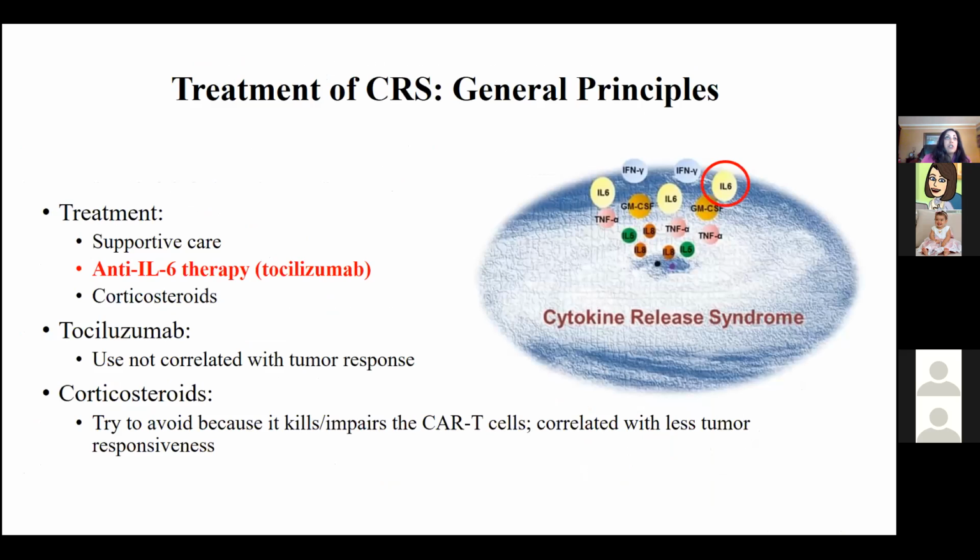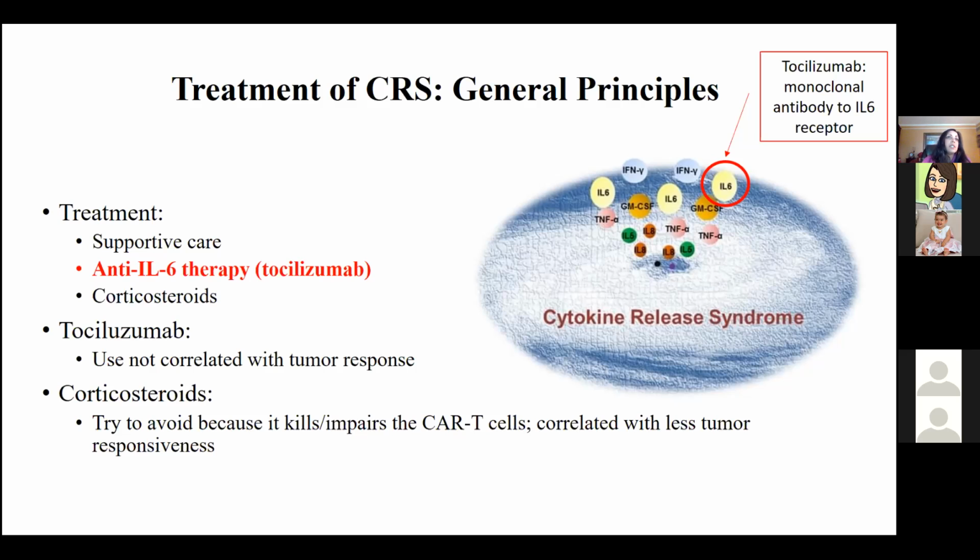Cytokine release syndrome treatment is mostly supportive care, but the mainstay of treatment as you get into higher grades of cytokine release syndrome, meaning that more organ systems are involved and the symptoms are more severe, we do use an anti-IL-6 receptor antibody, tocilizumab. So tocilizumab is used usually for grade 3 or higher cytokine release syndrome. And then if tocilizumab doesn't work, we use corticosteroids to calm down the inflammation.